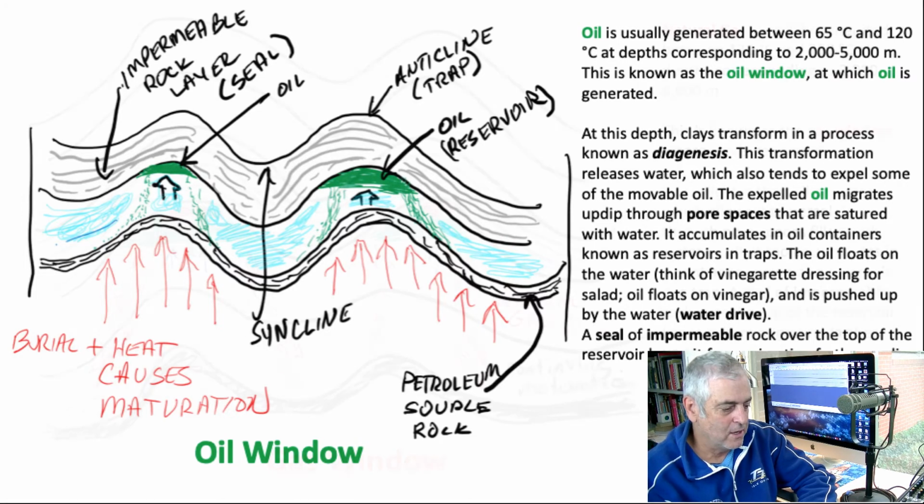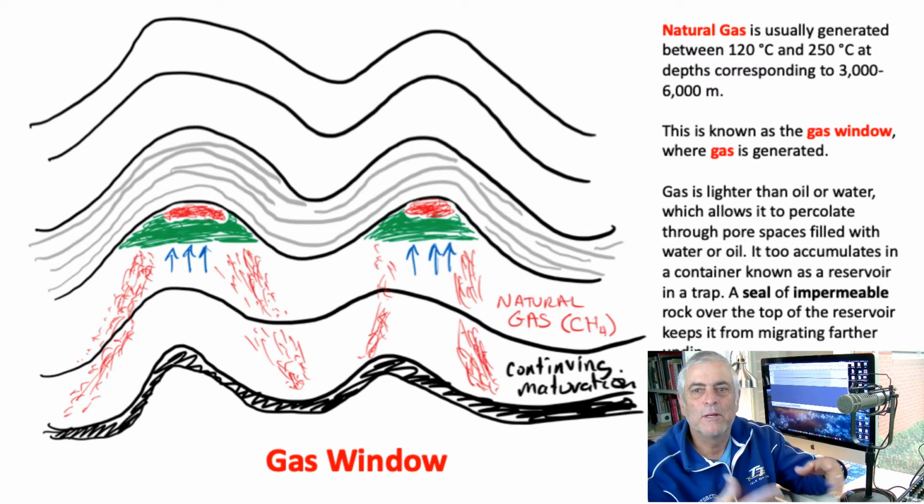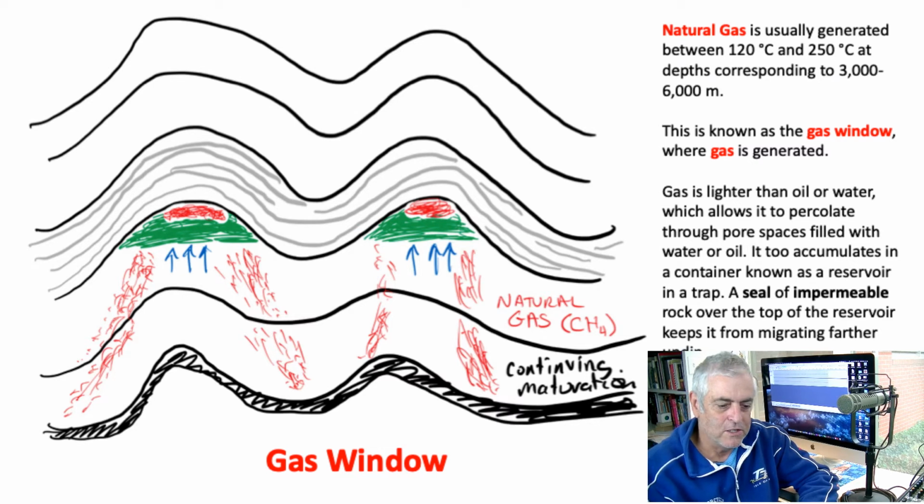Now, where does the gas come from? You're probably wondering. Well, the gas is generated last because that's the simplest molecule. If you're cooking something, the last dregs of that cooking are the CH4. It's the simplest molecule. You've already broken down all the complex carbohydrates, lipids, and all that sort of thing, right? And so finally, between 120 degrees centigrade and 250 degrees centigrade, which typically occurs at 3,000 to 6,000 meters, or 9,000 to 18,000 feet, that's called the gas window.